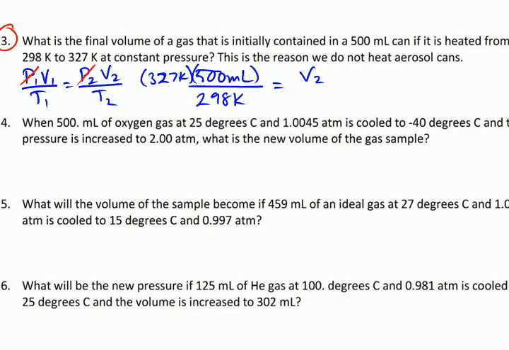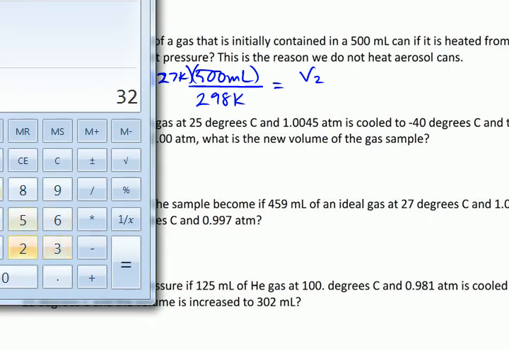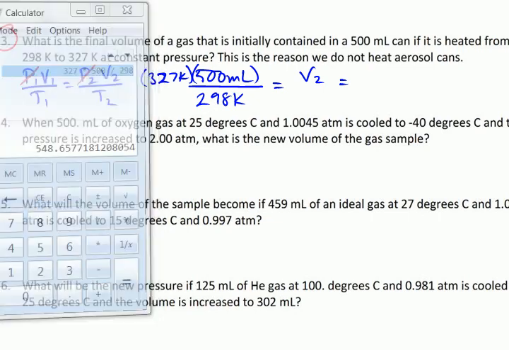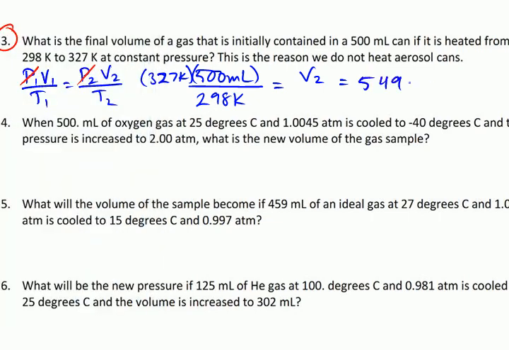And you punch this into the calculator. 327 Kelvin times 500 milliliters divided by 298 Kelvin gives you a V2 of 549 milliliters. So if you have an aerosol can of 500 milliliters full of gas, you heat it from 298 Kelvin to 327 Kelvin, it will want to expand by 49 milliliters in the end. Here's our answer.